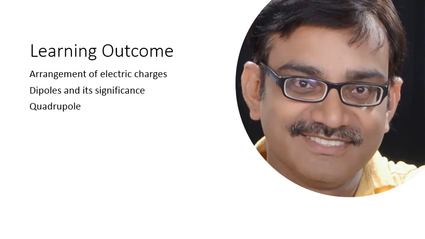In this lecture, we will discuss the arrangement of electric charges in various forms. Whenever we have more than one charge, we observe the effect in the form of dipoles, quadrupoles or octopoles. Two charges may join, or four charges, or eight charges. We will discuss the significance of dipoles, dipole moments, the significance of quadrupoles, and their applications.